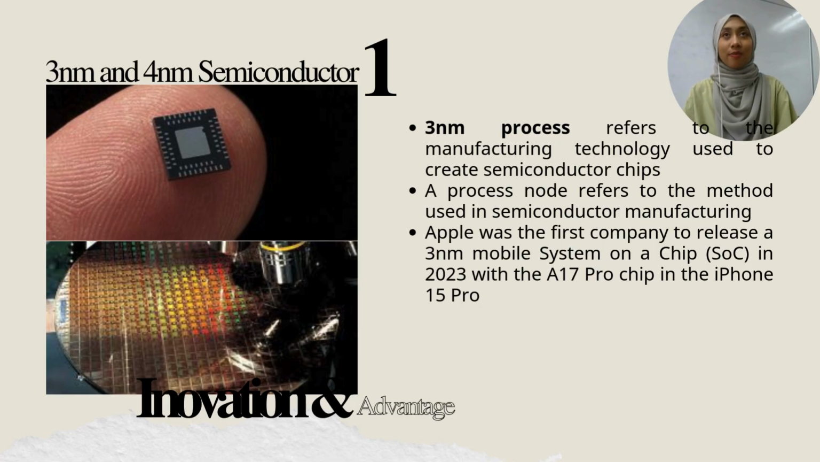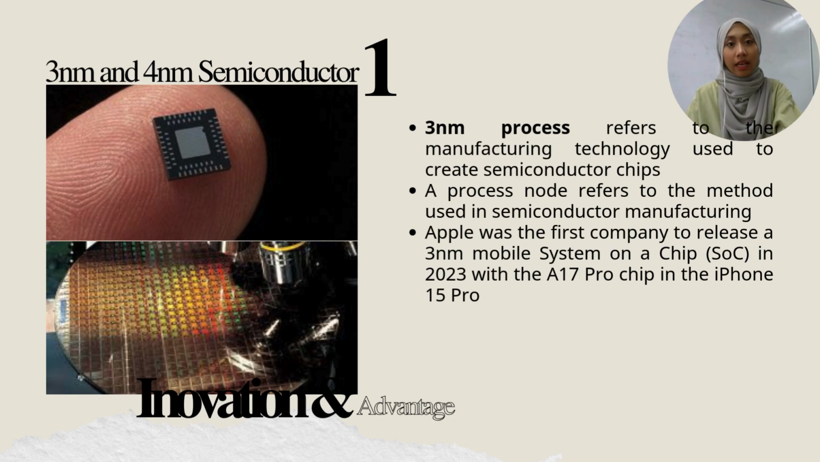And now I'm going to explain the new innovation and the advantage of it. So first of all, we have 3 nanometer and 4 nanometer semiconductor process. So what is it actually? The 3 nanometer process refers to the manufacturing technology used to create semiconductor chips. It describes the size of the smallest feature of a transistor on the chip. A process node or process technology refers to the method used in semiconductor manufacturing or chip making. It is specifically a measurement of the smallest feature size that can be manufactured in semiconductor manufacturing.